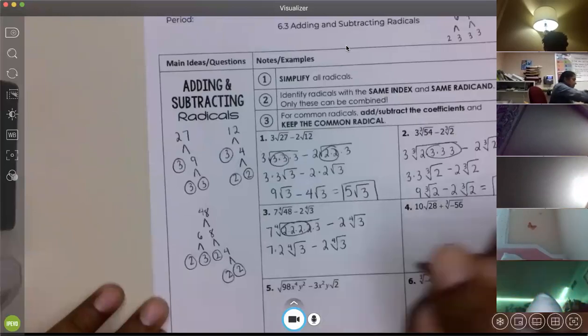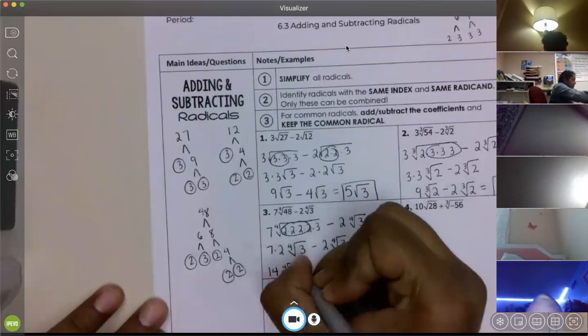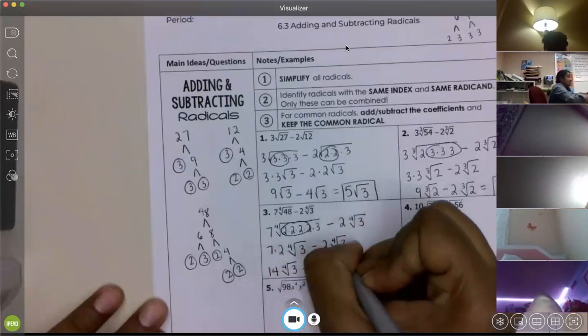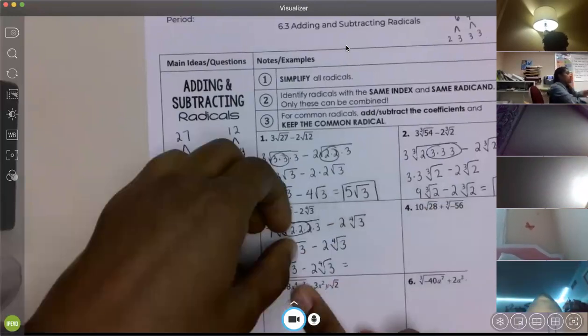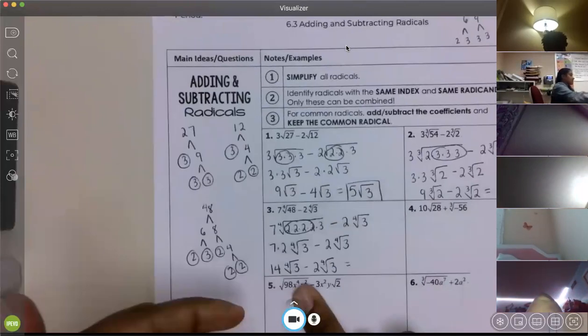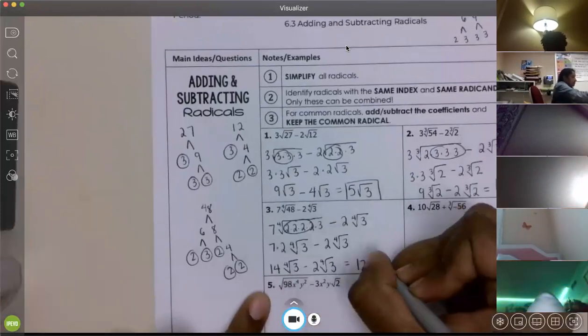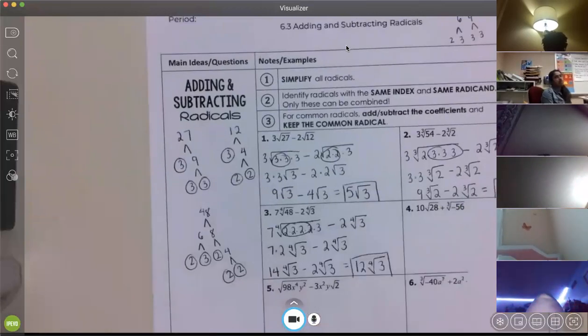7 times 2 is 14, 4th root of 3 minus 2, 4th root of 3. You have the same radicand. You've got a 3 and a 3, so you can combine these together. 14 minus 2 is 12, and then you have to keep the radical. So you have to keep the 4th root of 3.